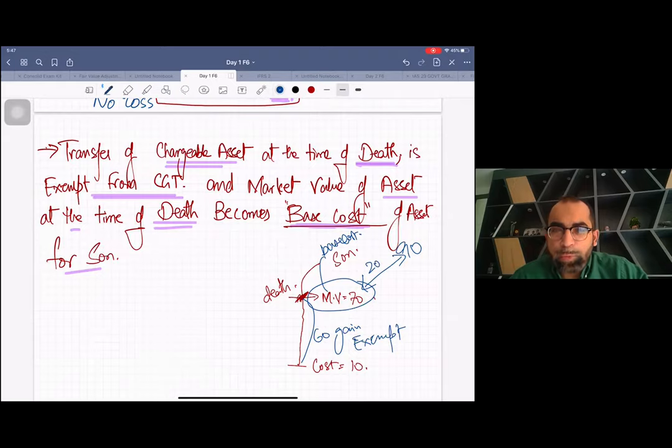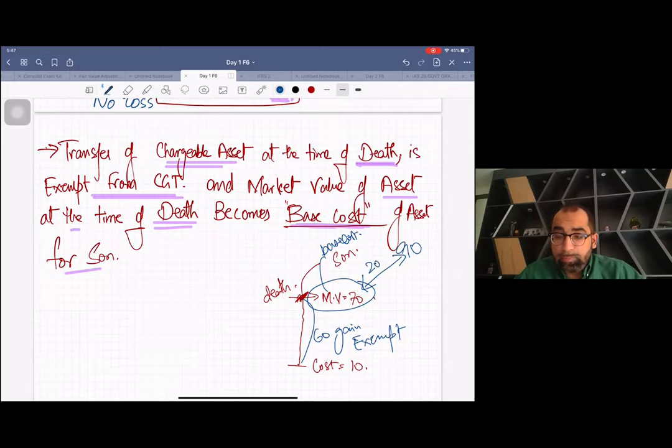Okay. So yes, there is one question. You transfer it to anybody at the time of death, it's a no gain, no loss. So transfer of chargeable asset at the time of death means after death, no CGT implications, and the market value of that asset will be the base cost for the donee, which means son in this case.